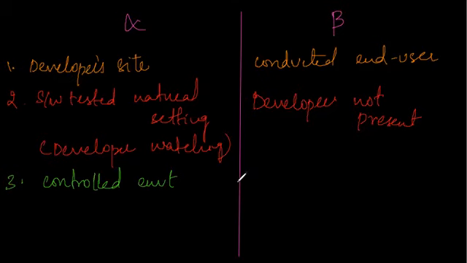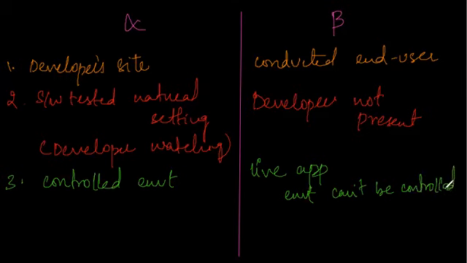Whereas in beta testing, as you're testing the application at the end user site, this is going to serve as a live application. Now, when the system is serving as a live application, the environment that this software is being run in cannot be controlled, because you do not know what error might occur, what type of data you're using. So these are the differences between alpha and beta testing.